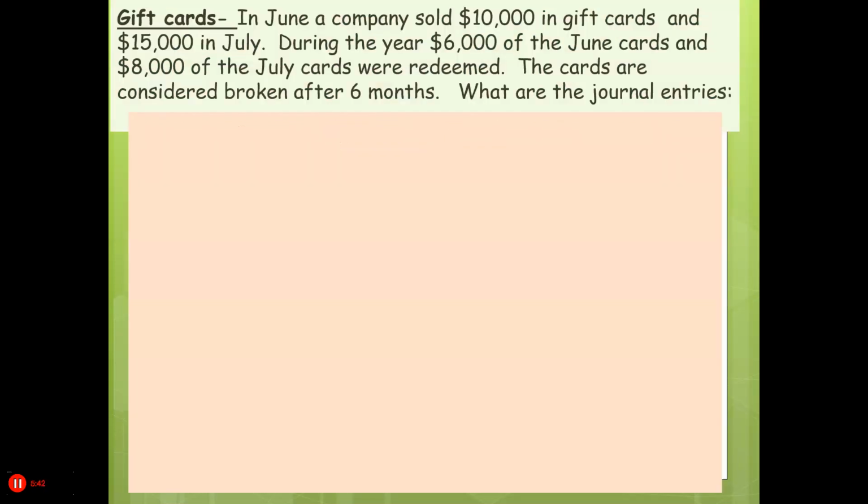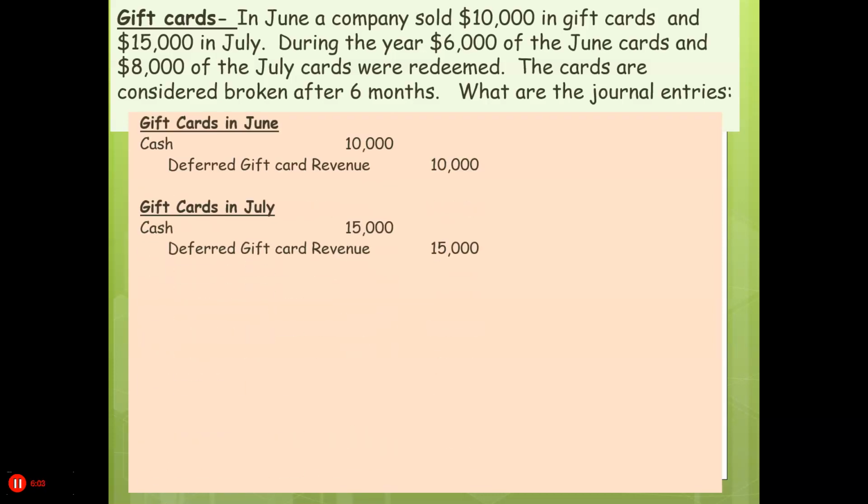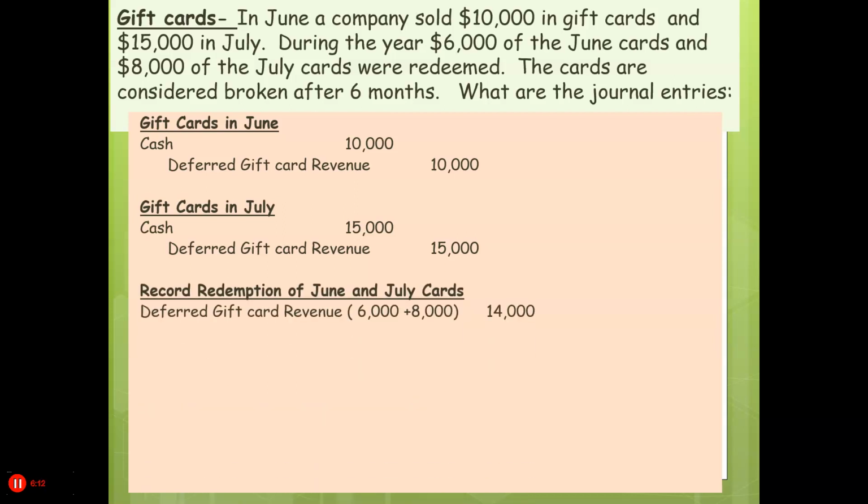Now, what about gift cards? In this case, they sold $10,000 in gift cards in June and $15,000 in July. During the year, $6,000 of the June and $8,000 of the July cards were redeemed, and the cards are considered non-usable or broken after 6 months. What are our journal entries? Well, the gift cards in June and in July are both booked as deferred revenue. Then we record the redemption of June and July cards: we take down our deferred revenue and book gift card revenue.